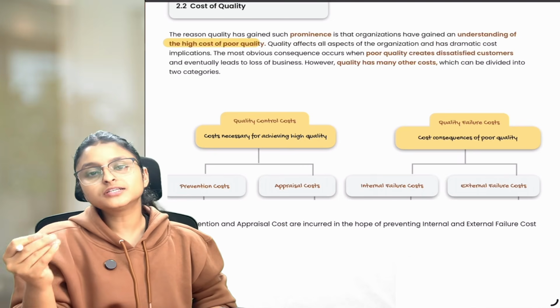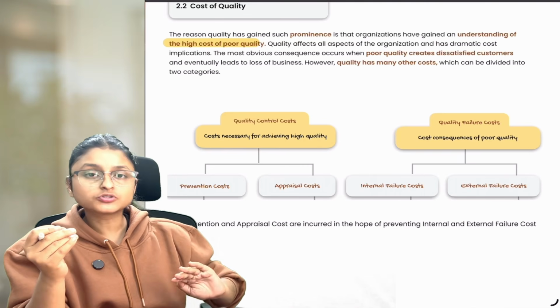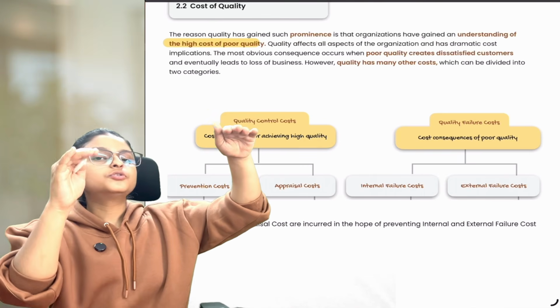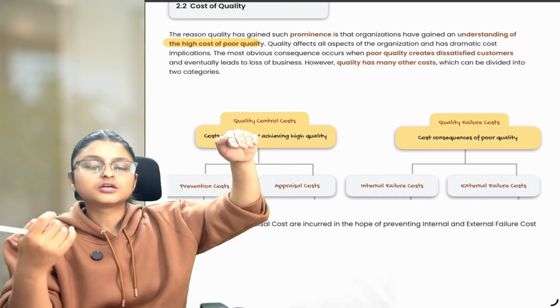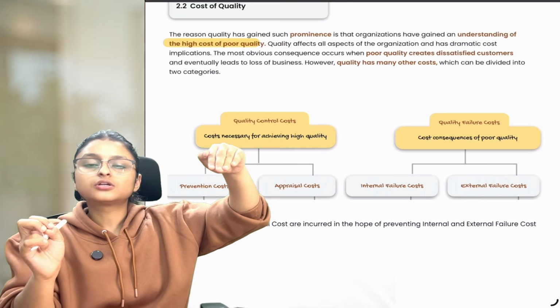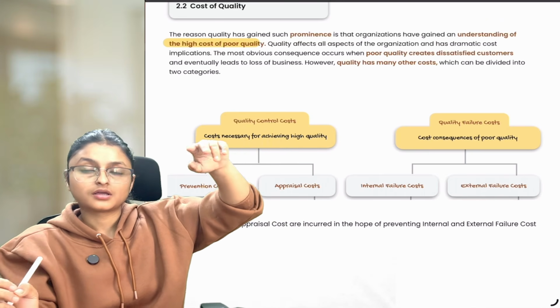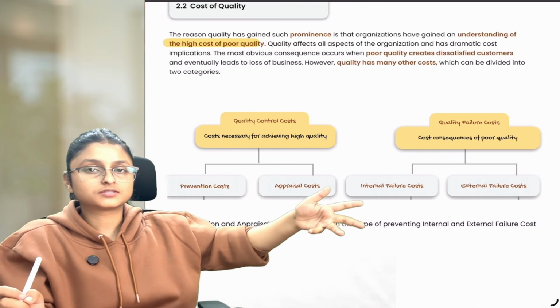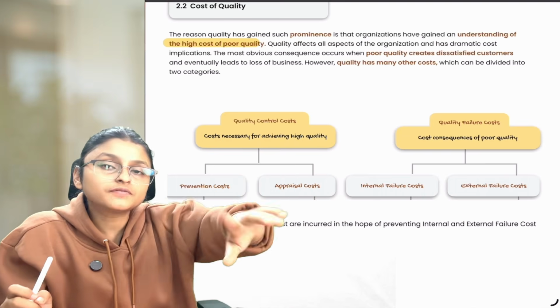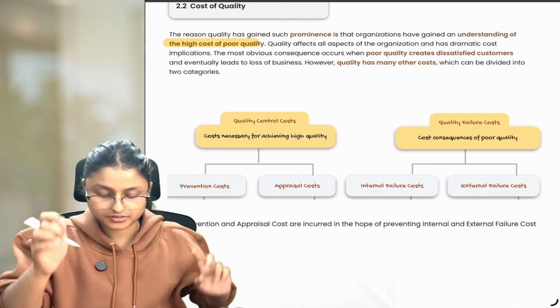That is why quality is free? Because when you focus on improving the quality, you reduce a lot of cost which you might incur due to defective products or the loss of brand reputation. And that is why incurring quality cost is good for the organization. Incurring the cost for achieving high quality is good for the organization.